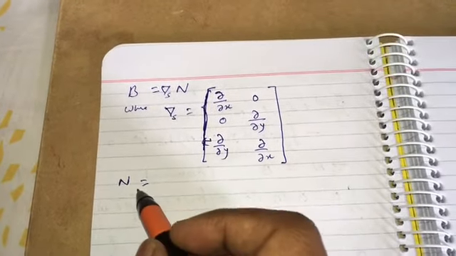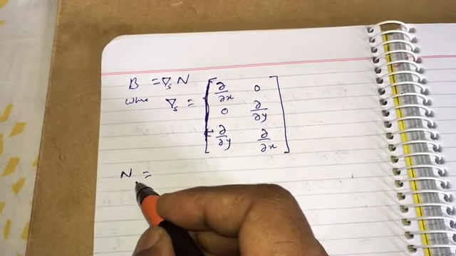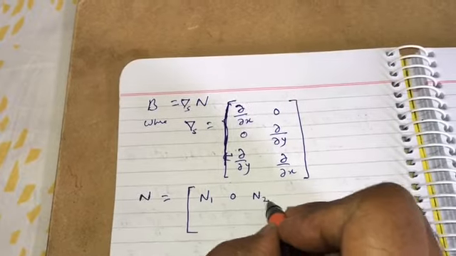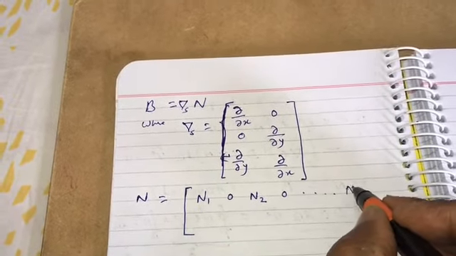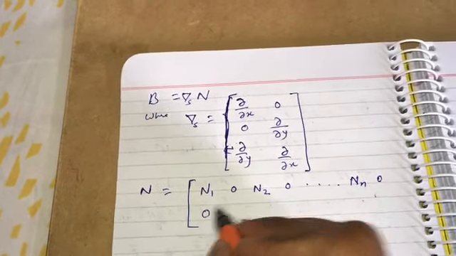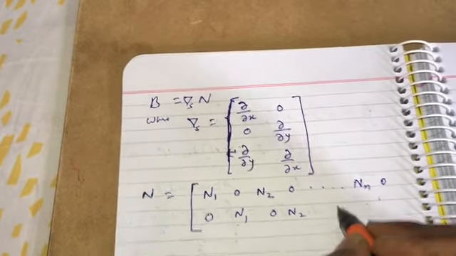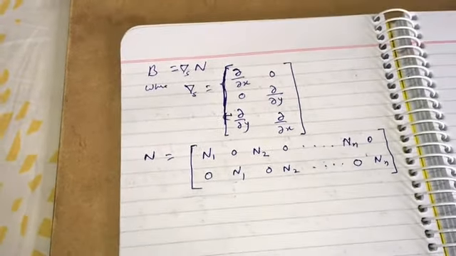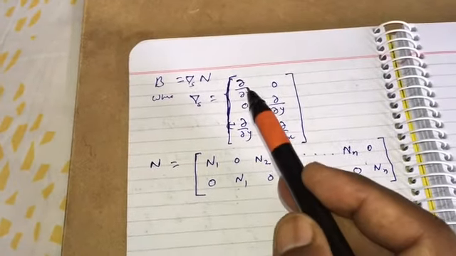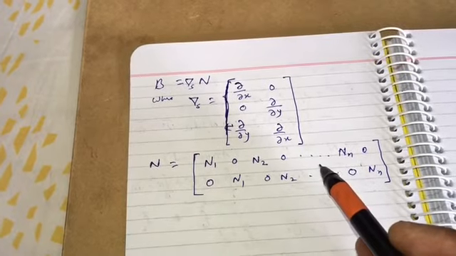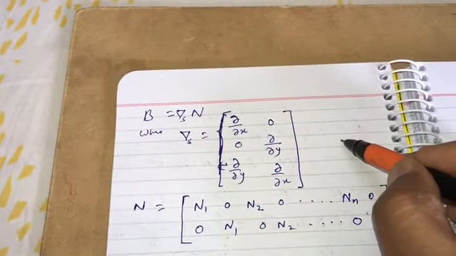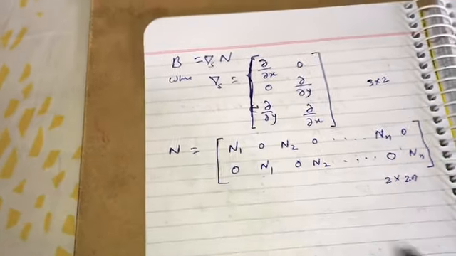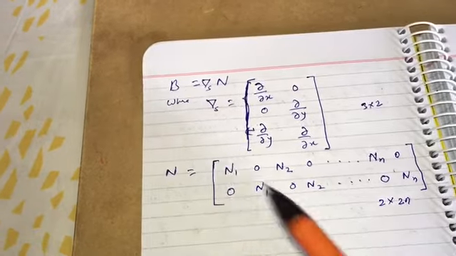in this lecture we have seen the form of N, and N is nothing but two rows: N1 0, N2 0, and so on until Nn 0, and the second row is 0 N1, 0 N2, and so on, then 0 and Nn. So this is how N looks. This is a 3 by 2 matrix and this is a 2 by 2n matrix. So B will naturally be 3 by 2n.